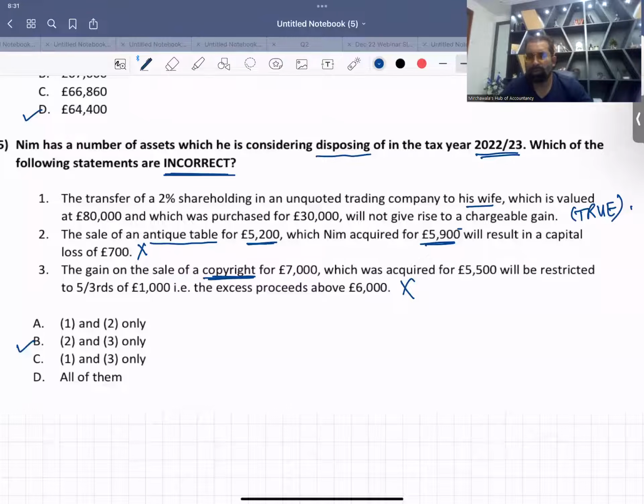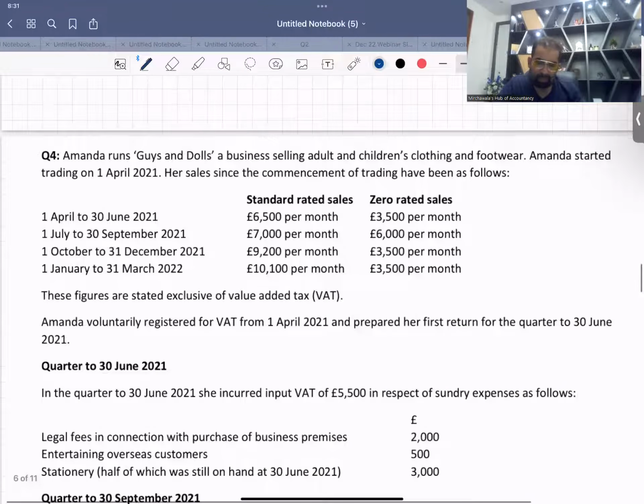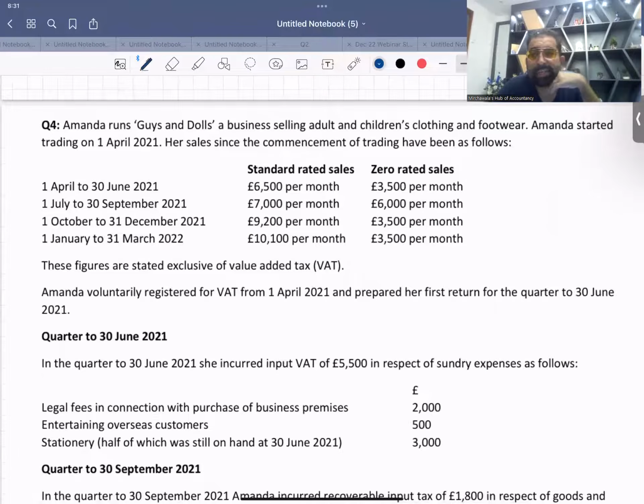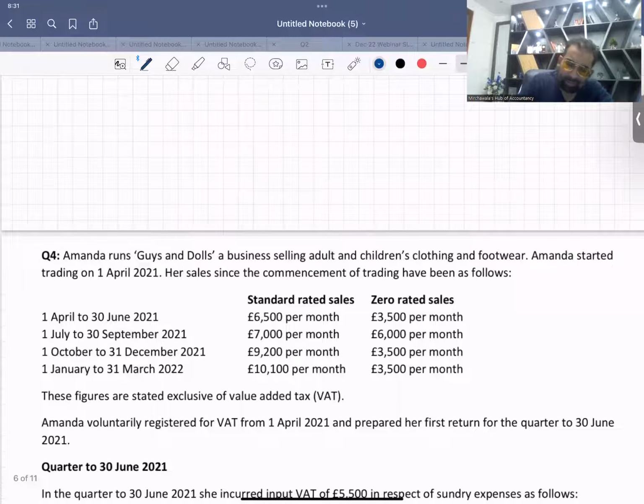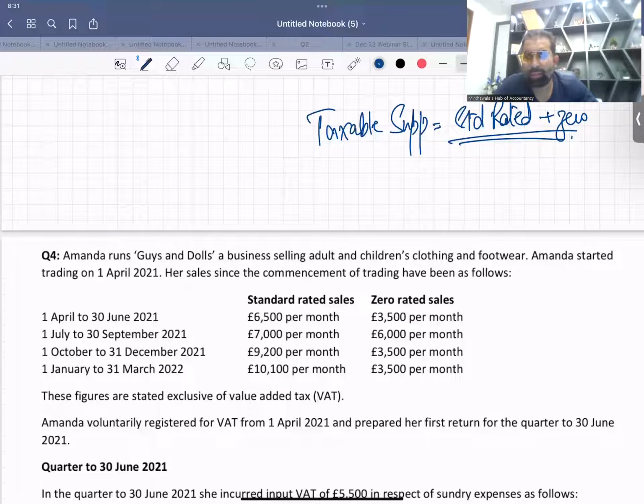Okay, so that was the end of your first question. Let's move to the second one. Second one is related to your value added tax. Hope you remember the meaning of taxable supplies. Taxable supplies means standard rated plus zero rated. We have studied this in class.